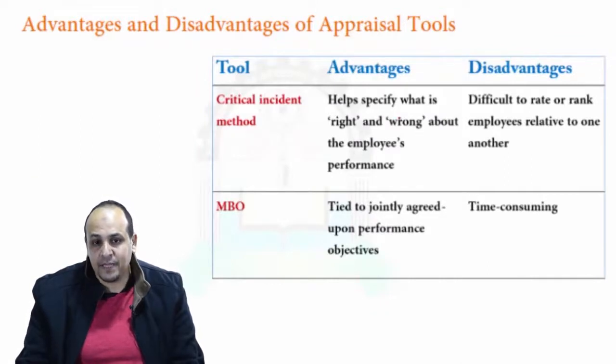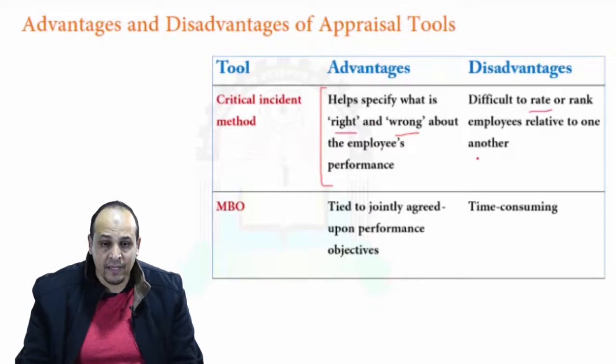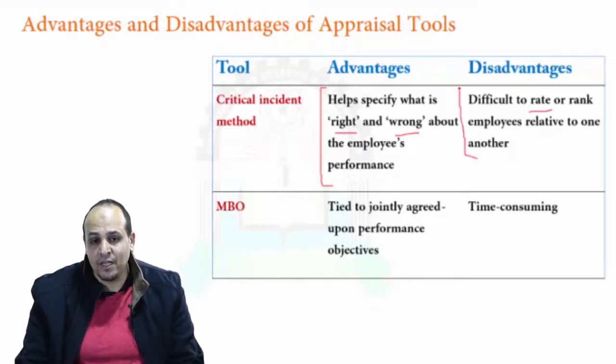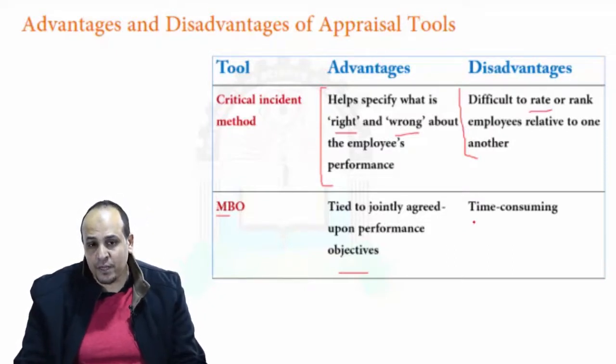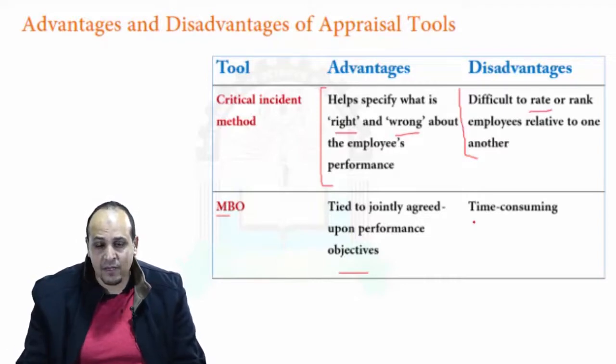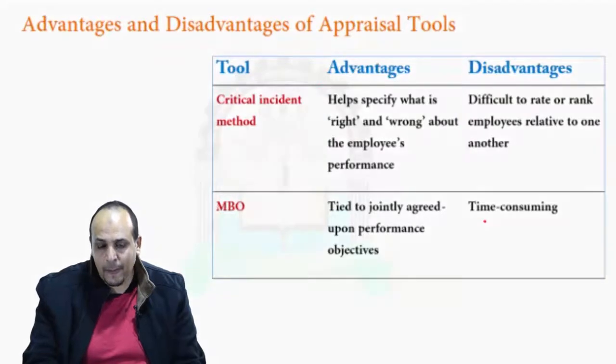Critical incident method helps specify what is right and wrong about the employee's performance, and that makes it clear and easy. But on the other hand, it is difficult to rate or rank employees relative to one another. In terms of comparing employees, supervisors or raters may face problems here. Management by objectives is tied to jointly agreed upon performance objectives. But the only problem here is that it usually takes at the very least 6 months to 1 year to measure the performance of employees. Here we're talking about objectives, so that is why it is time consuming.